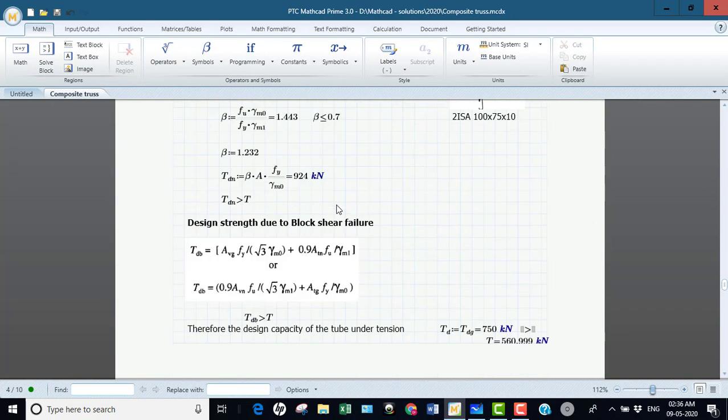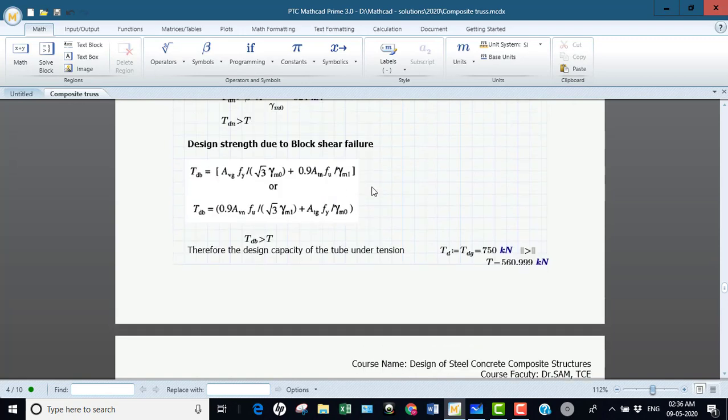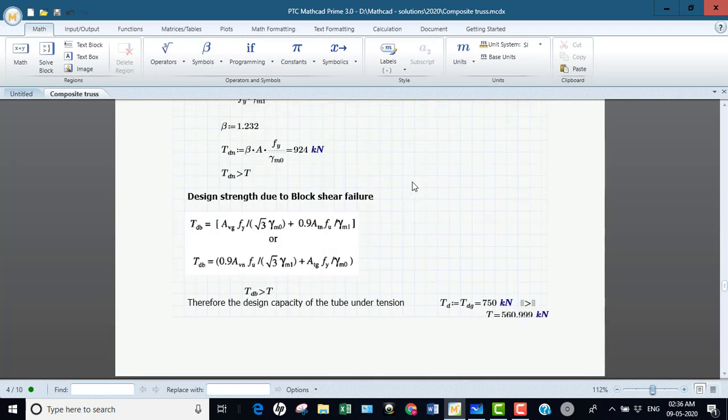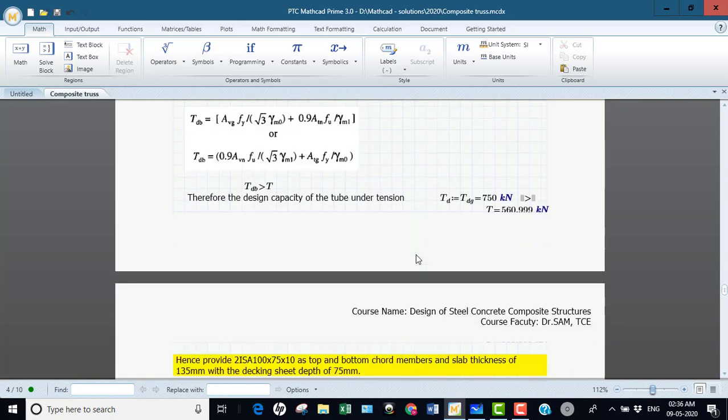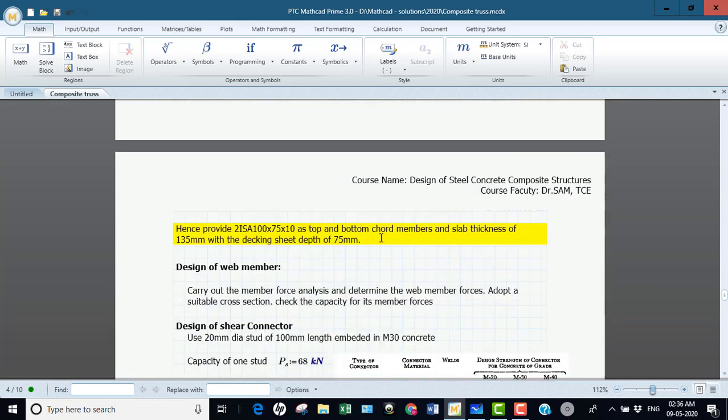So similarly, you do it for block shear. Mainly in a welded connection, block shear capacity is also larger. Therefore, the capacity of the connection is decided by the yielding capacity. Therefore, the capacity under tension is 750. The force expected is 560 or so. Therefore, the section is able to take the required tension and is suitable to be adopted as the top as well as bottom chord member.